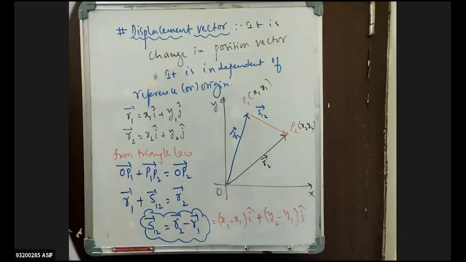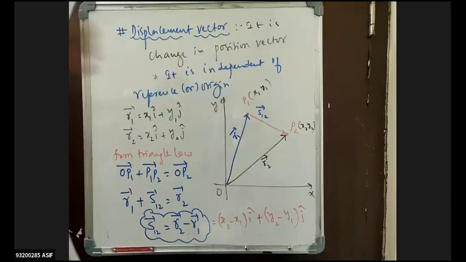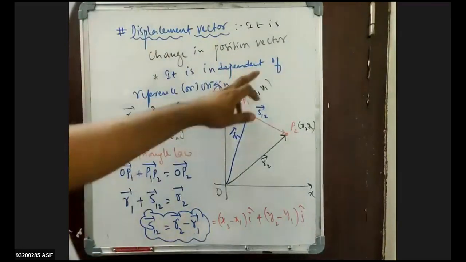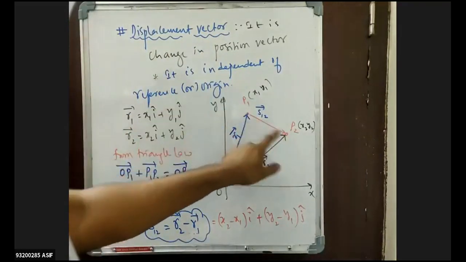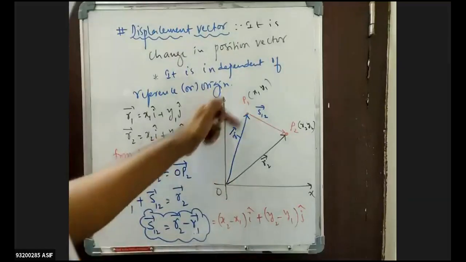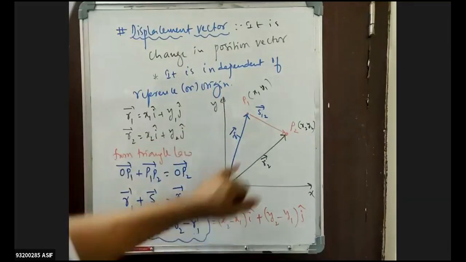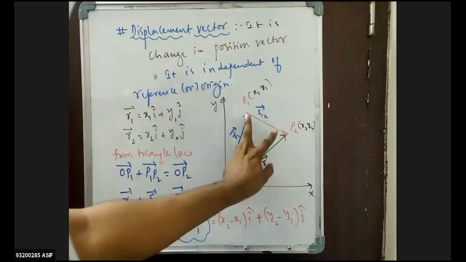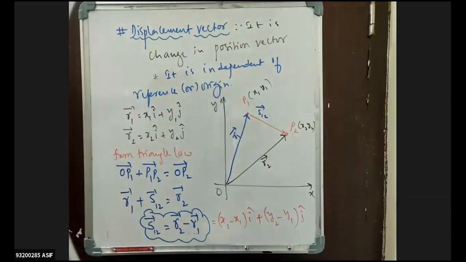I hope you are clear with this one. I've written this in 2 dimensions. If it is in 3 dimensions, we also get the K cap, that is nothing but Z2 minus Z1. So I hope you are clear with this one. Displacement vector is nothing but what? A change in position vector. And it is dependent on the difference. See, is this depending upon the reference point? No. But position vector is depending upon the reference point. But the displacement vector is independent of your reference point or origin.